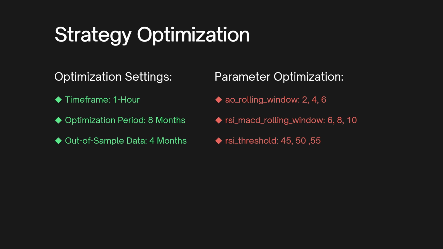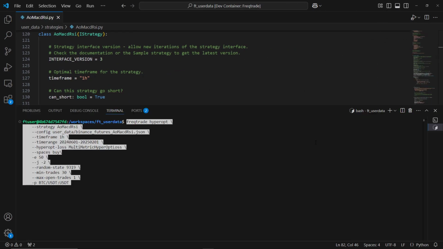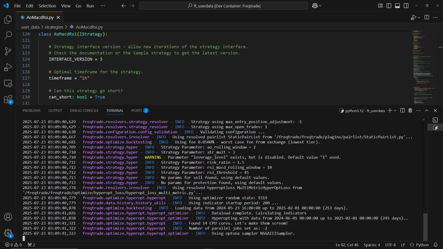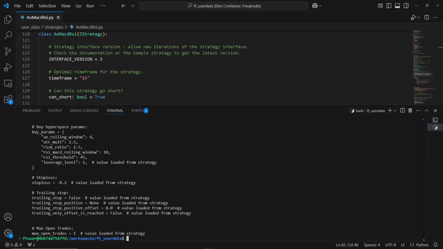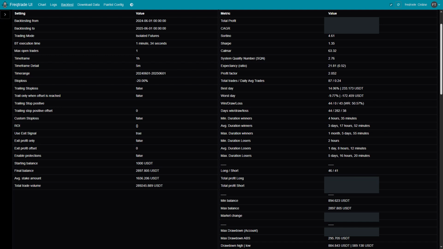RSI threshold helps fine-tune momentum confirmation levels for better trade filtering. ATR multiplier and risk ratio, used to dynamically calculate stop loss and take profit levels, helping balance risk and reward more effectively. We'll use Freqtrade's HyperOpt feature to find the best combination of these parameters. Once optimization is done, we'll run a full backtest to see how the strategy performs with the best parameters in place. All right, let's take a closer look at the backtesting results.